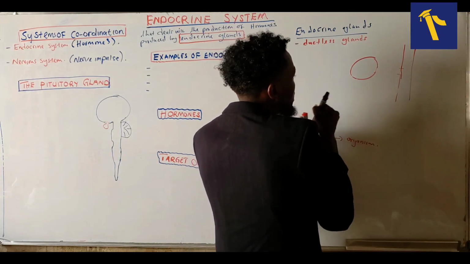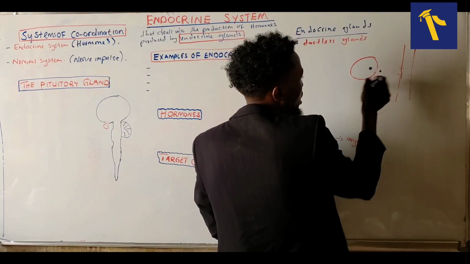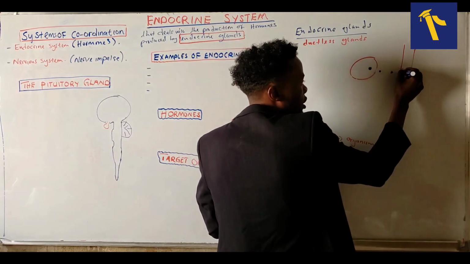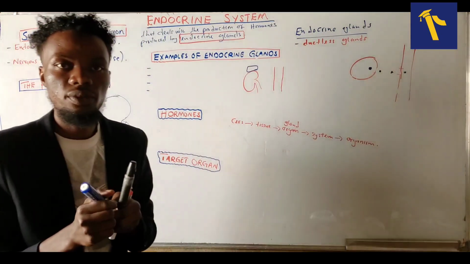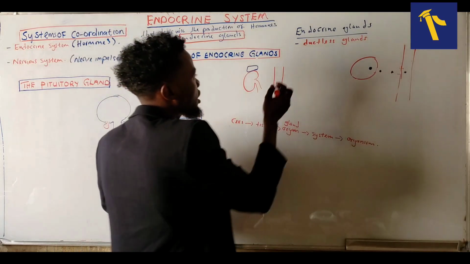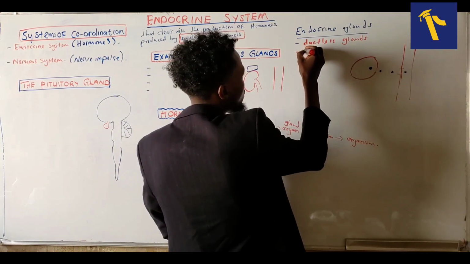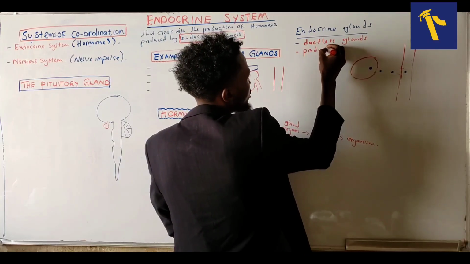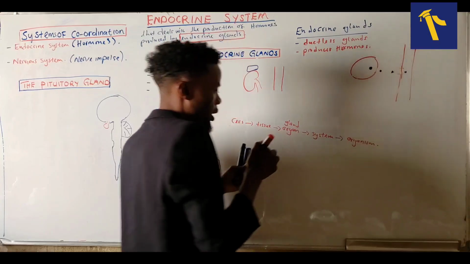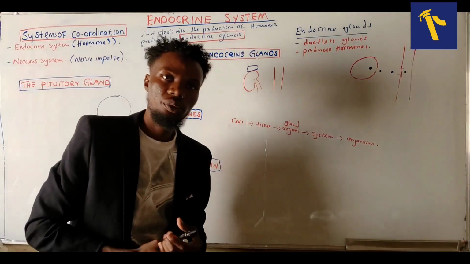Let's say this is the hormone produced by this gland. They are just diffusing across this space up until they reach the blood vessel, like that. So they are ductless glands. What is another important fact about the endocrine glands? They produce what? Hormones. Make sure that you understand. That's the important thing that you need to understand.